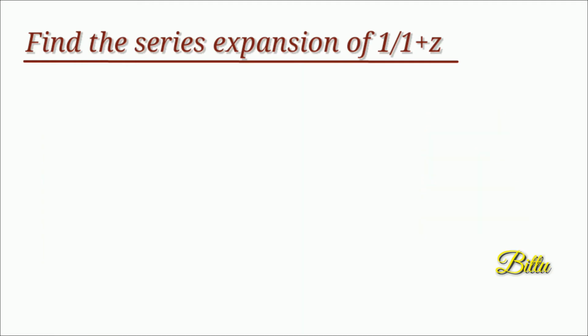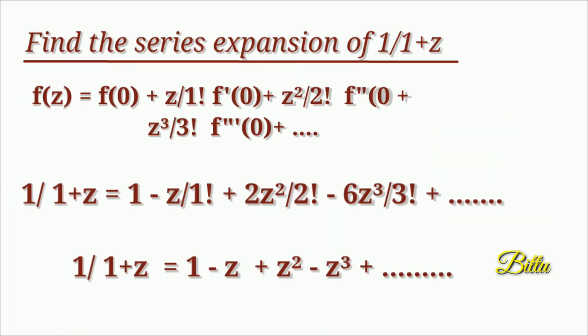So you can see 1 by 1 plus z is equal to 1 minus z by 1 factorial plus 2 into z square by 2 factorial minus 6 into z cube by 3 factorial plus etc. This is an important series which has lot of applications in many situations, and especially we use the series in the next type of series, which is Laurent series.